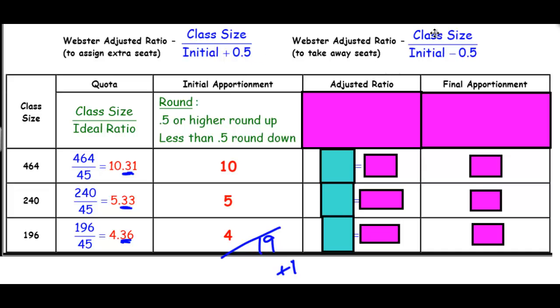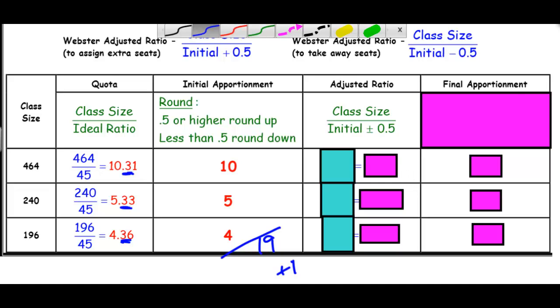So that's these two formulas from above. It's either class size divided by the initial plus or minus 0.5. And this is what you will see on the formula sheet that you will get for the quiz. So you will need to know whether you are adding 0.5 or subtracting 0.5. Because I said down here I need to add 1 seat, in this case we are going to be using the addition of 0.5.